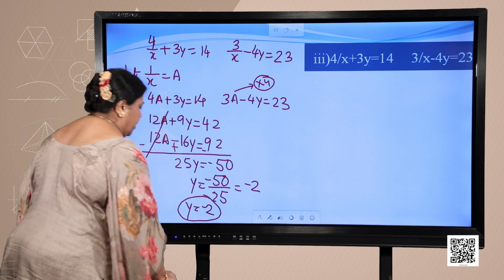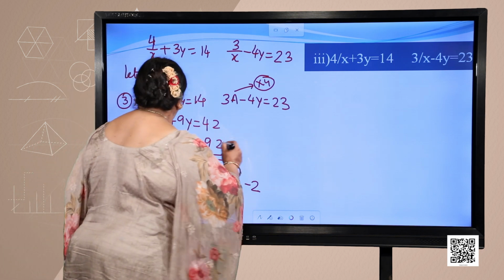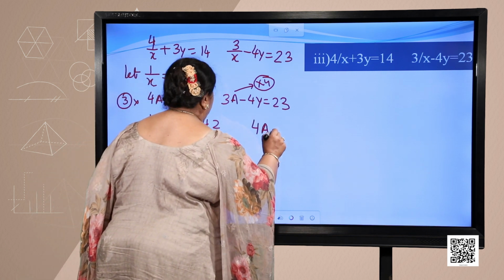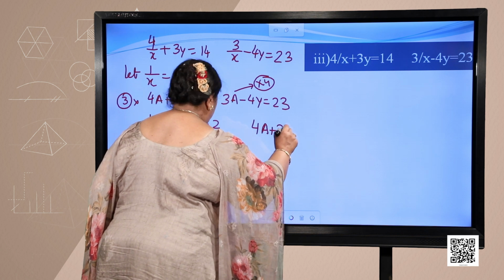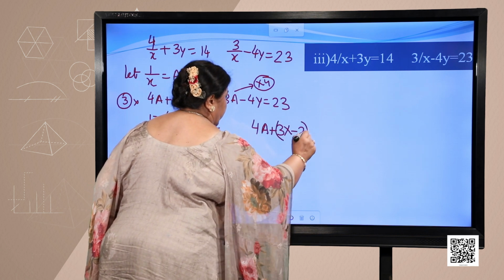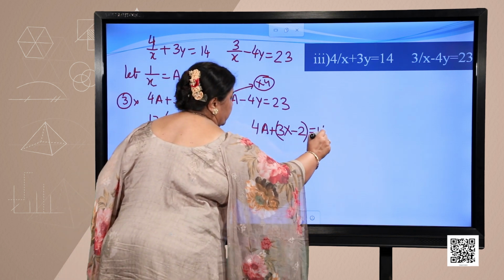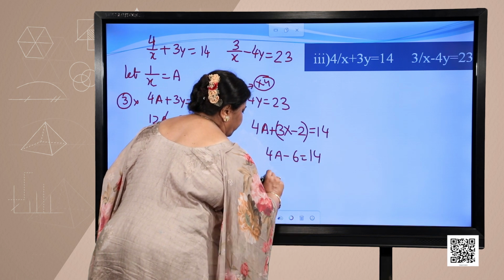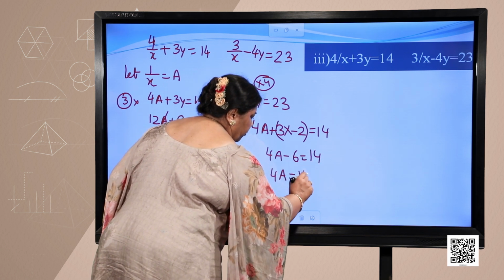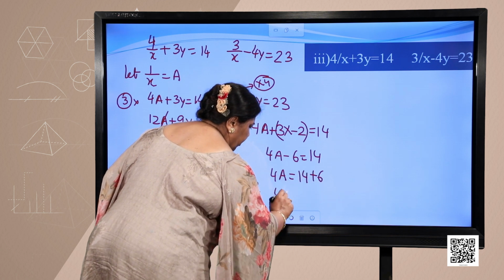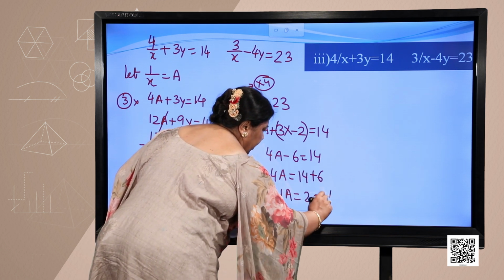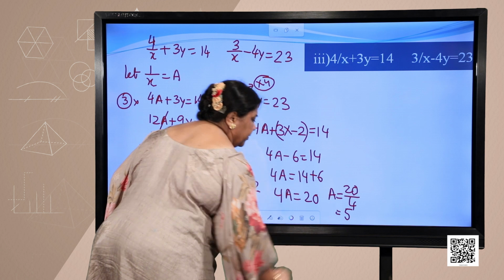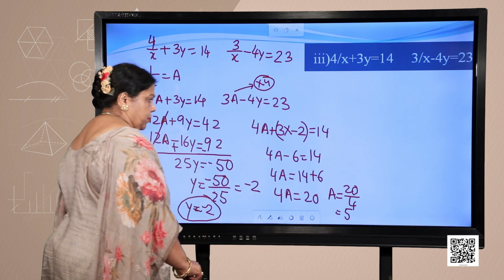Now, let me take the value of x. x means a first. So, 4a plus 3 into minus 2 is equal to 14. So, 4a minus 6 is equal to 14. 4a is equal to 14 plus 6. So, 4a is equal to 20 or a is equal to 20 upon 4, that is 5. So, a is 5 and y is equal to minus 2.